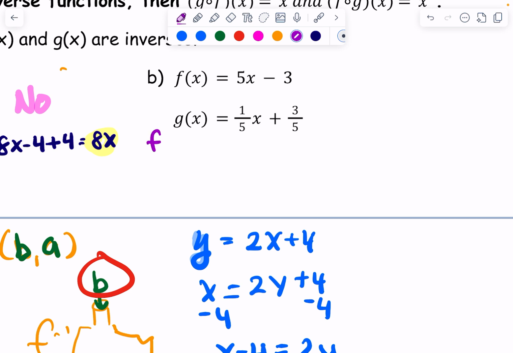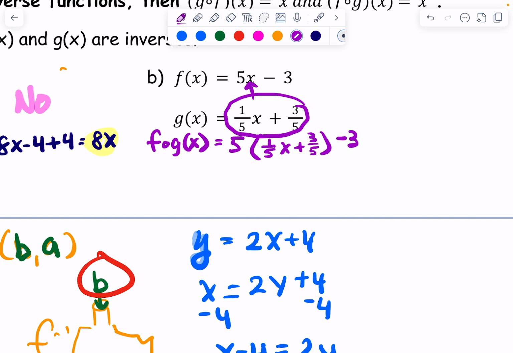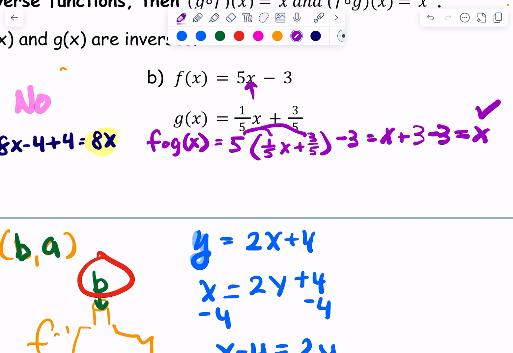We're going to do f of g of x. We're putting an x in, so we better get an x out. So we put an x into g, and we get this coming out, and then we put that into here. So this is 5 times 1/5 x plus 3/5 minus 3. So when we distribute this, we're going to get 1x, right? And then plus 3 minus 3, and so that equals x. So yes, when x went in, x came out.